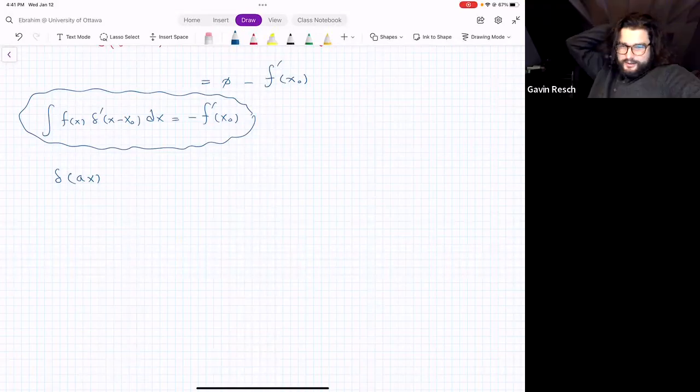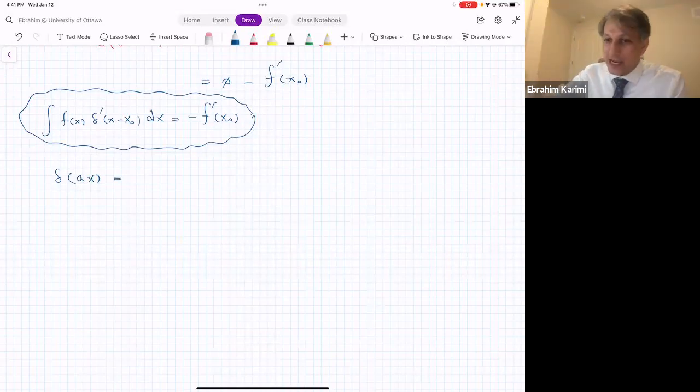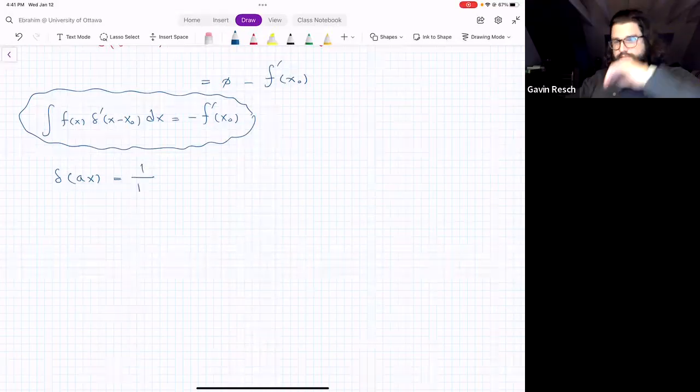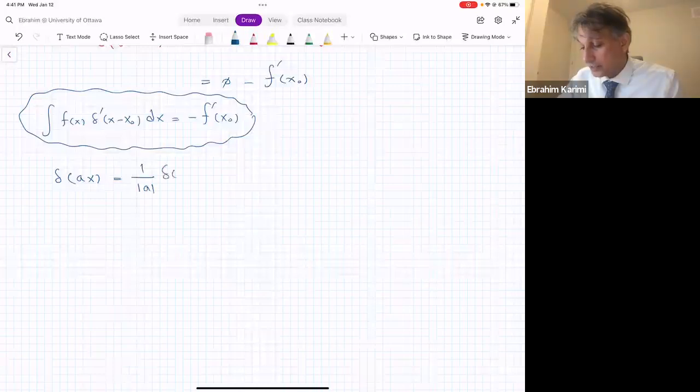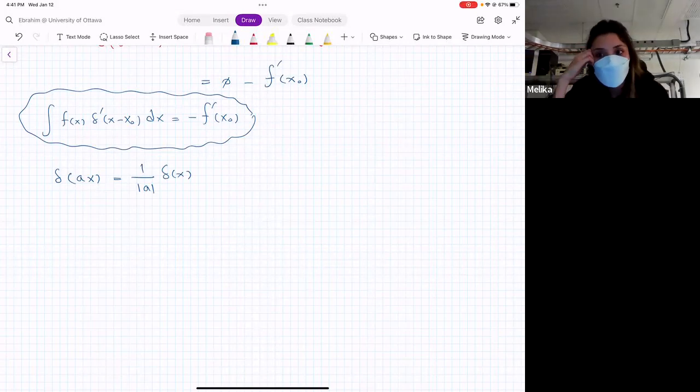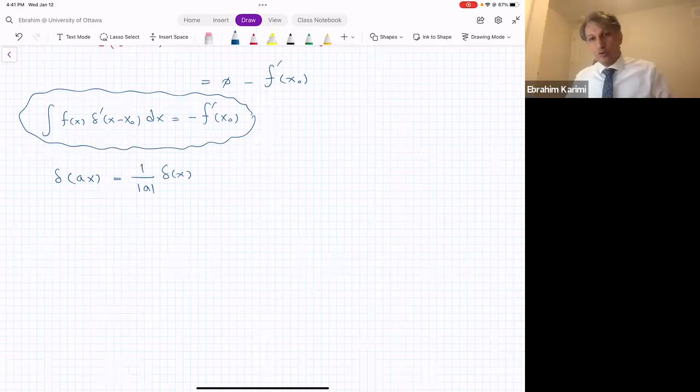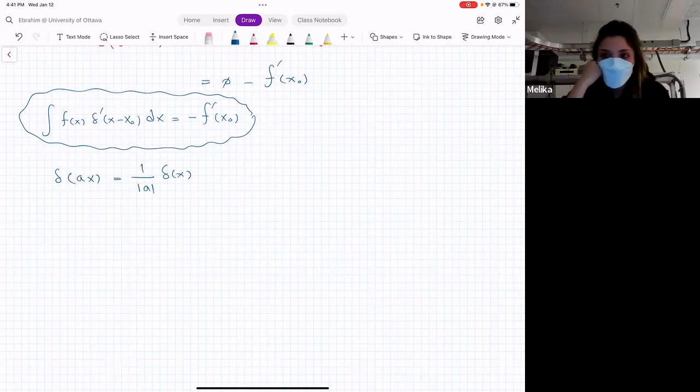I don't know how to get there, but yeah, you got that. So Melika, if A is out, it will be A times delta of AX. No, it will be 1 divided by the absolute value of A, times the delta of X. That's the result. Yes, 1 divided by absolute value of A. Let's prove this. Let's do that together, okay? Because that's also important.